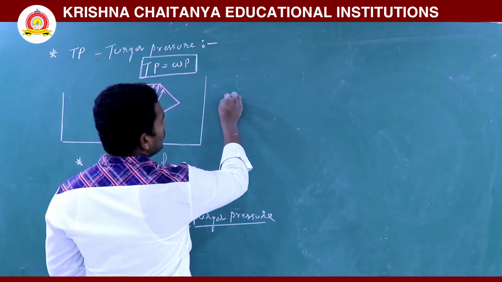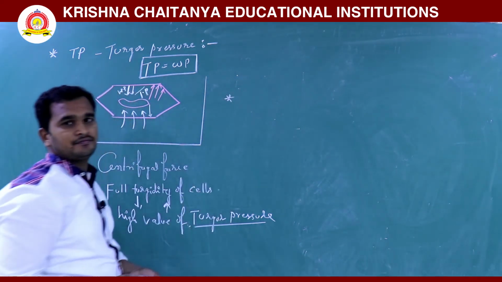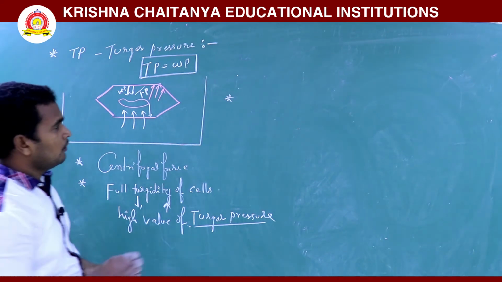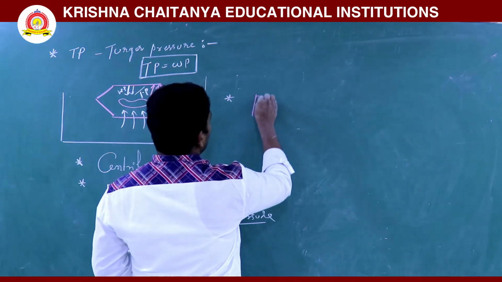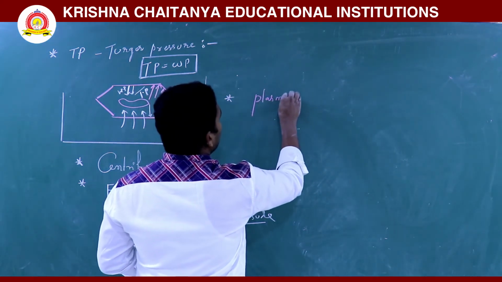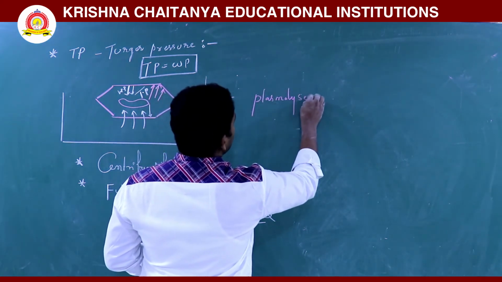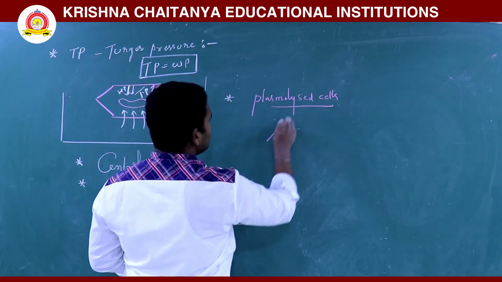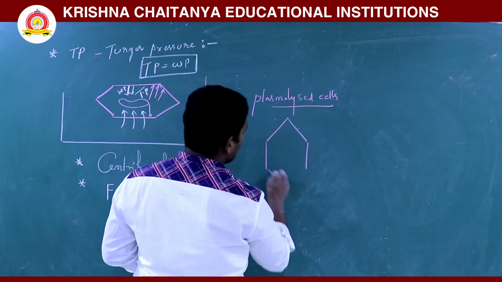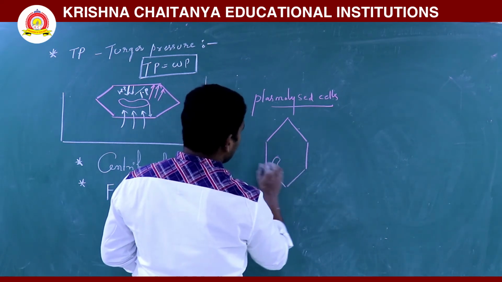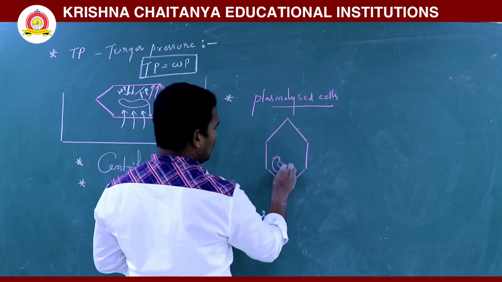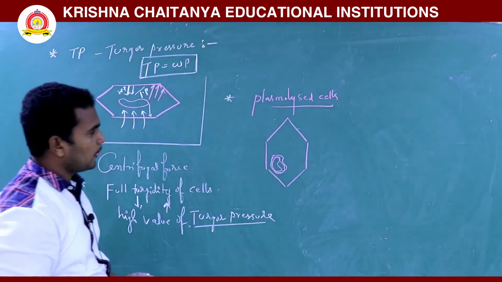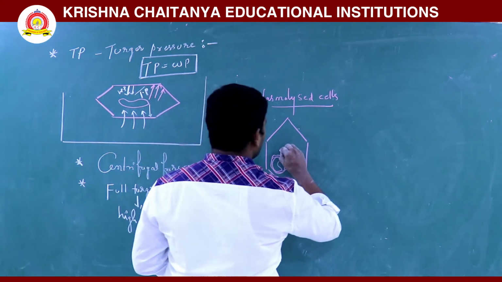Okay, next one here. For example, if you take a plasmolyzed cell, this is the one plasmolyzed cell. Here all the protoplasm has moved to one corner of the plant cell. Then what happened here?